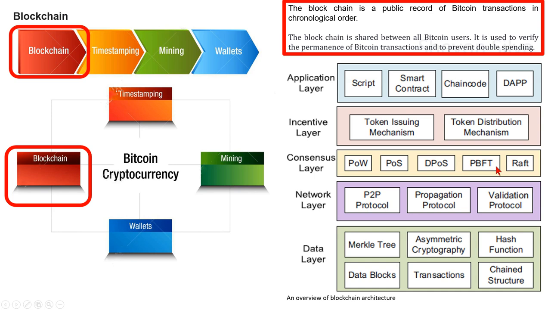The request is served successfully only if the client receives M plus one replies with the same result, where M is the allowed maximum number of faulty nodes. Hyperledger Fabric supports a pluggable PBFT consensus module.